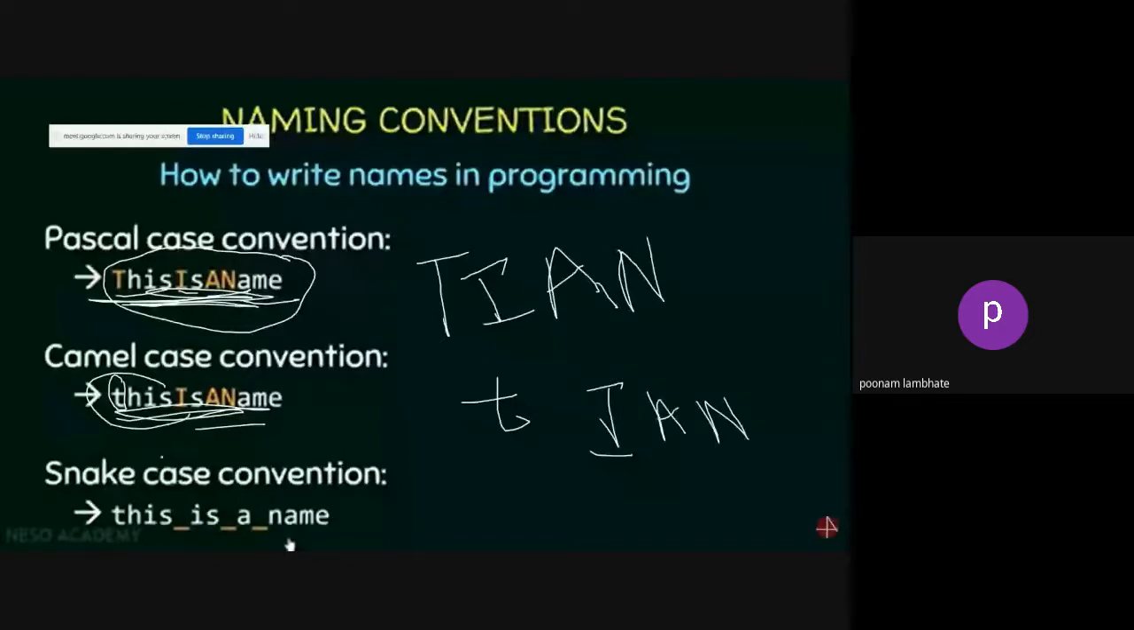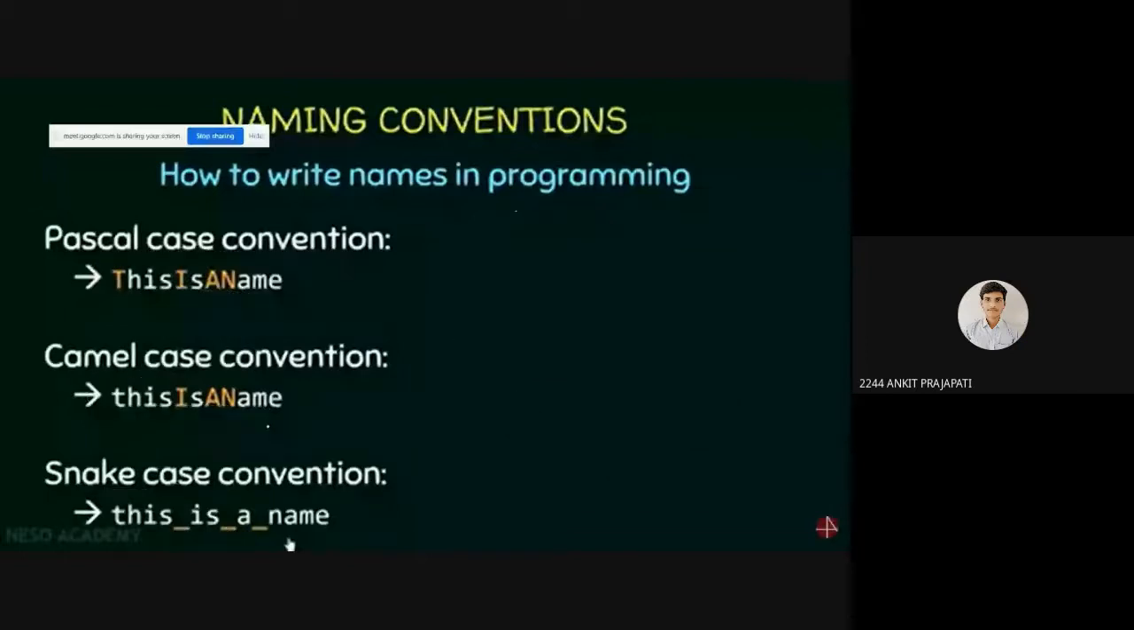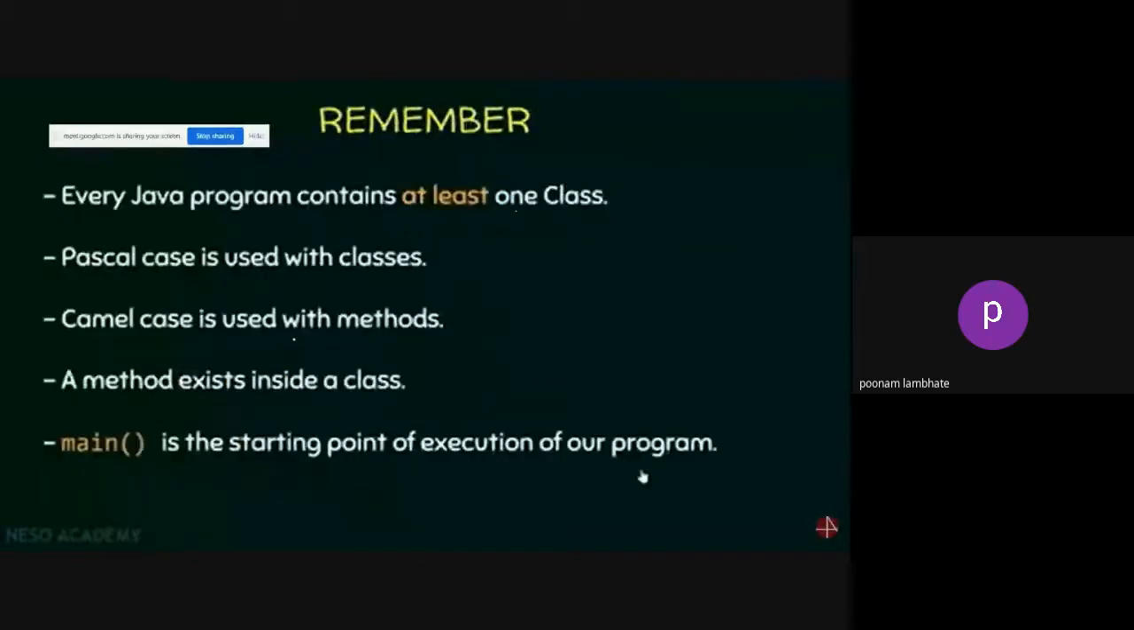Then there is one more, that is snake case. Snake case means between each word you give an underscore. So can you see the difference between these three ways of writing the identifier names? Is it clear? Yes. It is not compulsory, but you should know it.